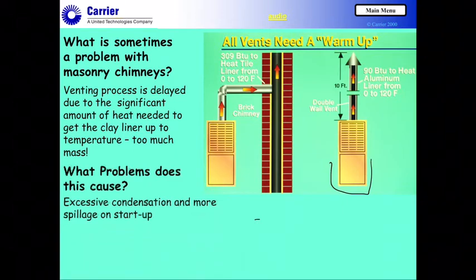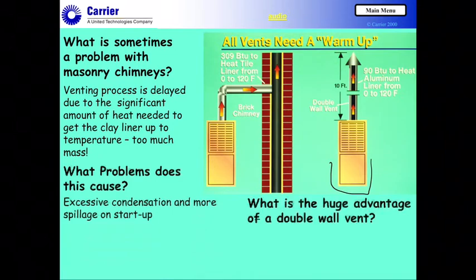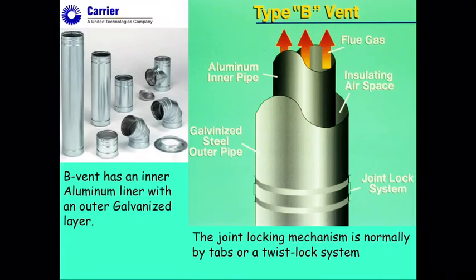If you can't create the heat, if you don't have the heat to warm the vent system up, you're going to have a hard time getting the systems to want to draft and vent properly. So it creates more spillage out of the vent system, certainly on startup. So the huge advantage of a double wall vent system is it heats up so much faster, and that's the beauty of that.